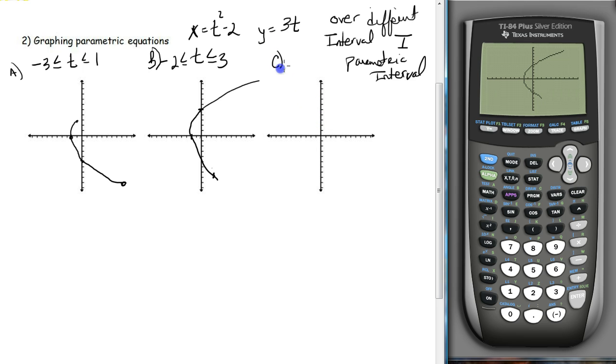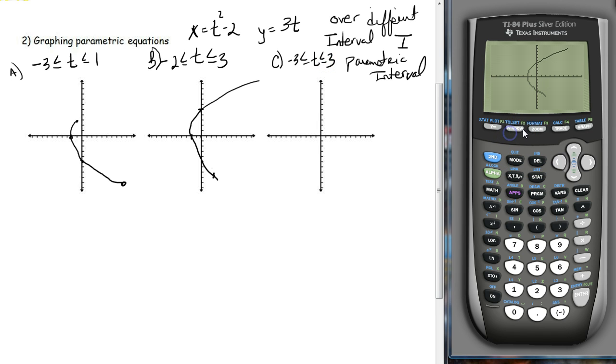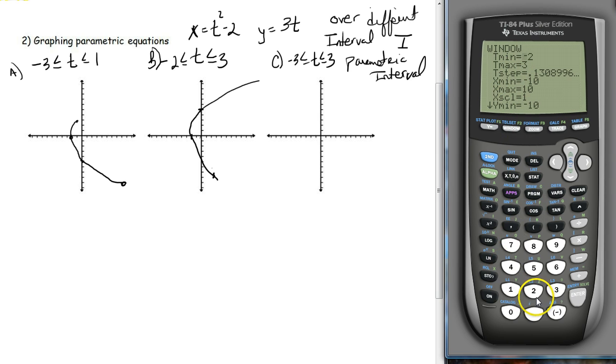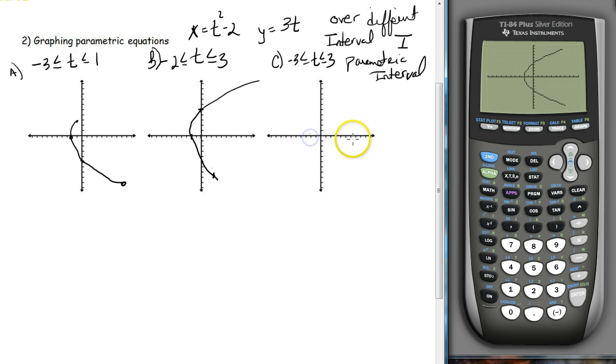And last one, -3 to 3. And that's going to actually just give us a nicer graph. And this is a parabola. It's a sideways parabola. And that's about it.